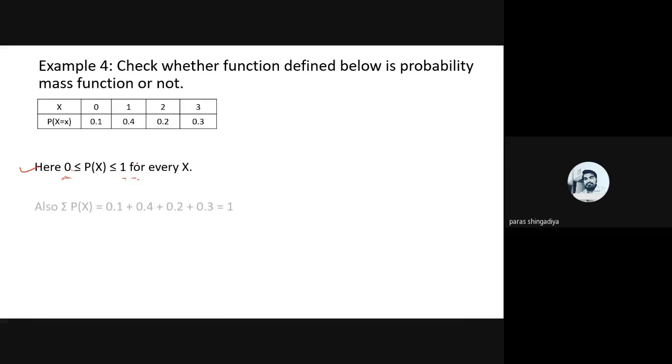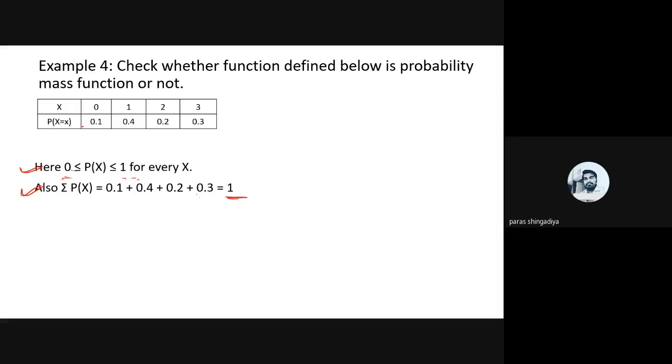Now second condition, check the addition: 0.1 plus 0.4 plus 0.2 plus 0.3. So total क्या होता है, 0.5 plus 0.5, that becomes 1. Clear? So the sum of the probabilities, sigma p(x), is also 1. So both the conditions are true for this given table. Then it is the probability function.